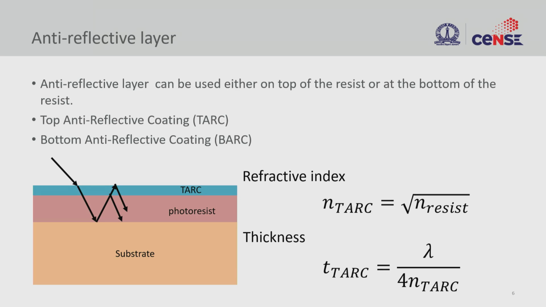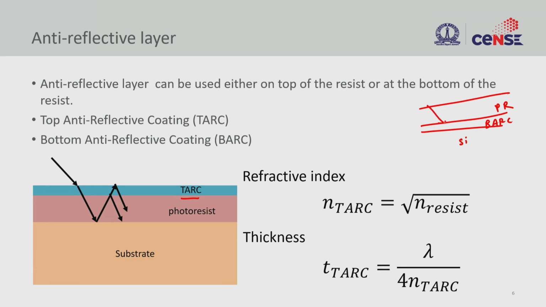So, you can either use it on top or at the bottom, right. In this case, it is TARC, which is top anti-reflective coating. If you put it at the bottom, it becomes bottom anti-reflective coating, or BARC. So, you can have a silicon substrate, and then you will have BARC, bottom anti-reflective coating, and then you can have photoresist. So, here again the mechanism is the same.